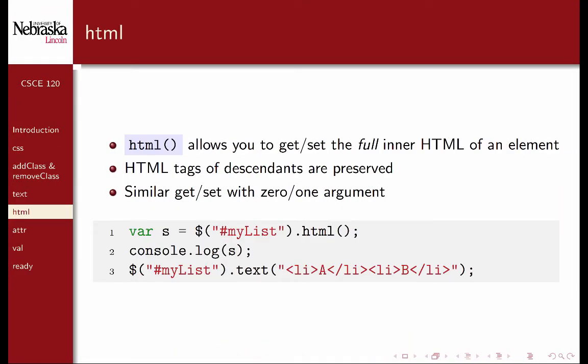Similarly, the HTML function allows you to get or set the full inner HTML of an element. HTML tags of descendants are all preserved. It doesn't just get the inner text. Similar in usage, you can get or set using 0 or 1 arguments.